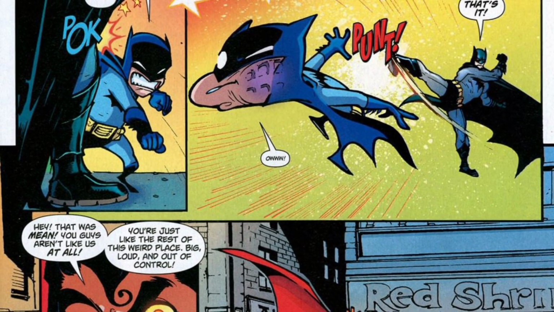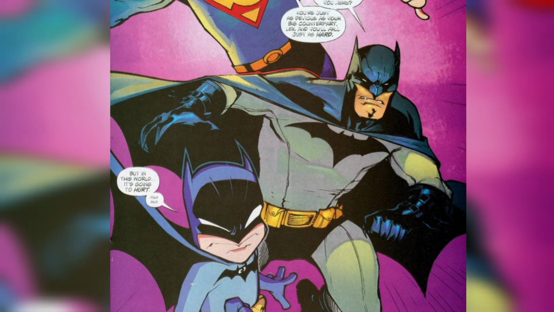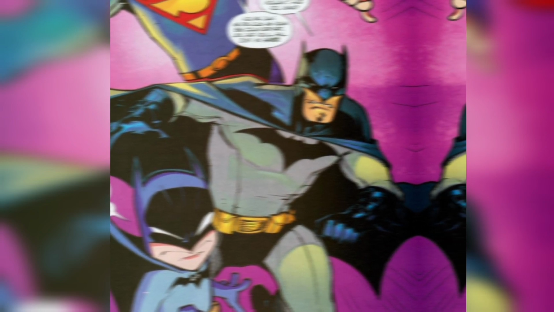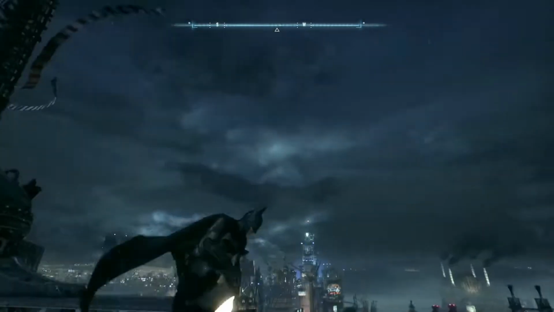Mr. Mxyzptlk brings them to the main DC universe to lighten things up after the main Batman and Superman had been through many dark stories. However, after Lil Superman is killed by Lil Doomsday, Mr. Mxyzptlk and Batmite return them to their home, which becomes known as Earth 42.